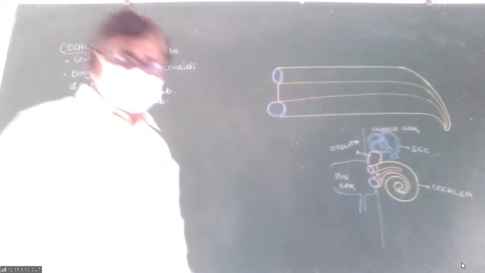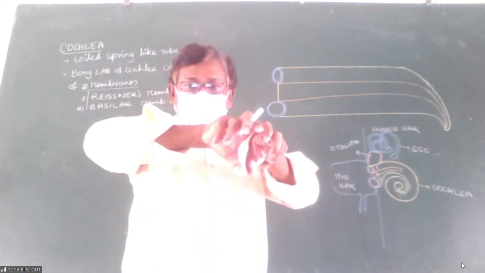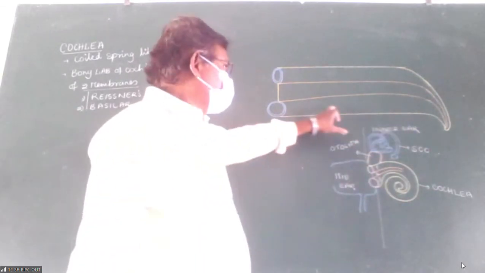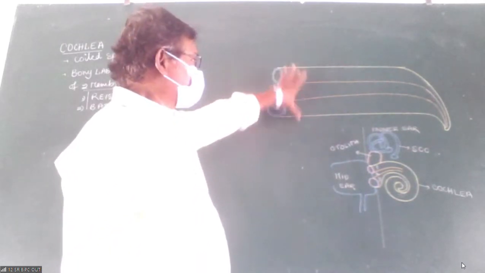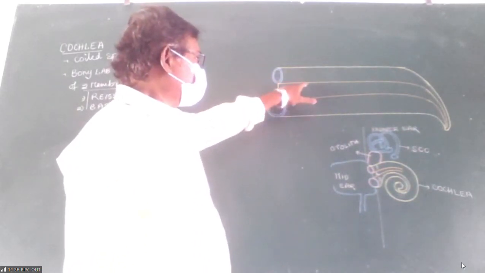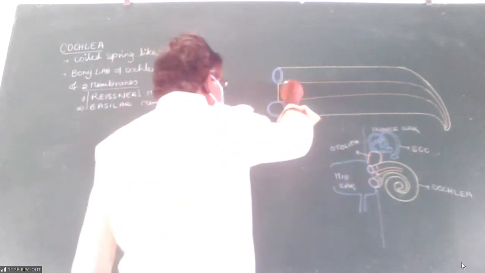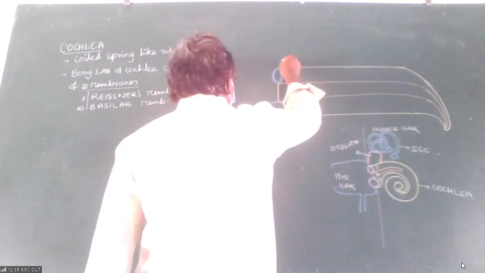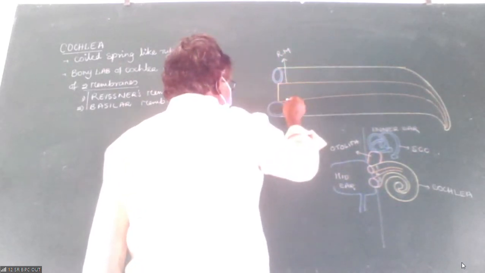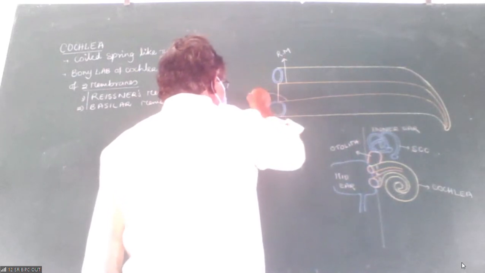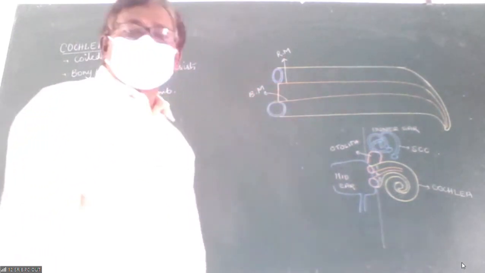Now you look at this one, this is cochlea, and I pull the cochlea so that it becomes straight. And when it became straight, you can see the bony labyrinth of the entire cochlea consists of two membranes. This membrane is called Reisner's membrane, and this is called basilar membrane.